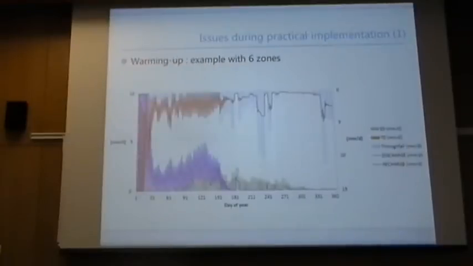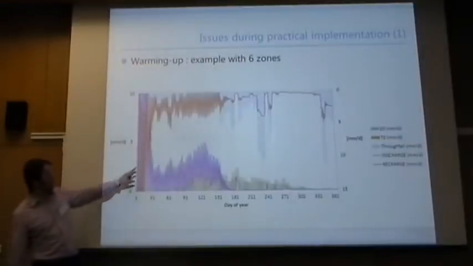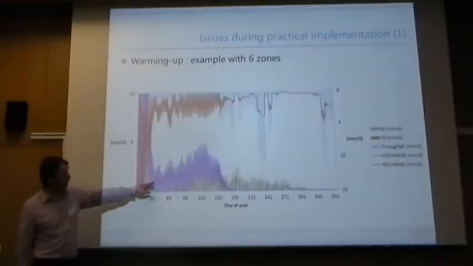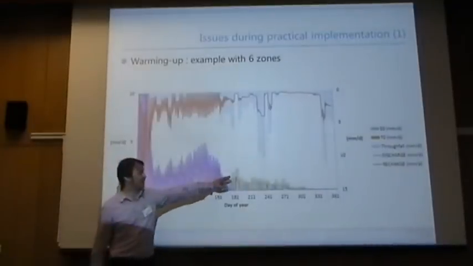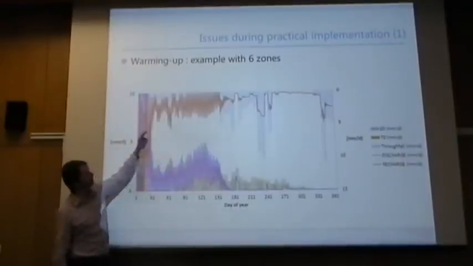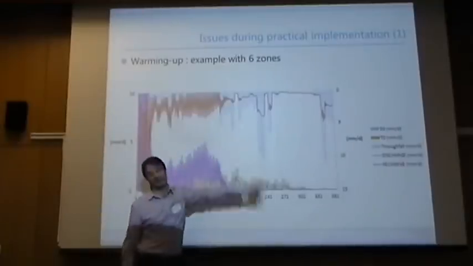Then some practical issues. This was first a simulation with only 6 zones. We defined only 6 different zones. In this figure, you see as a function of time the daily values for discharge, the purple line, together with the evapotranspiration rate. And on the other axis you get the recharge to the groundwater together with the precipitation.